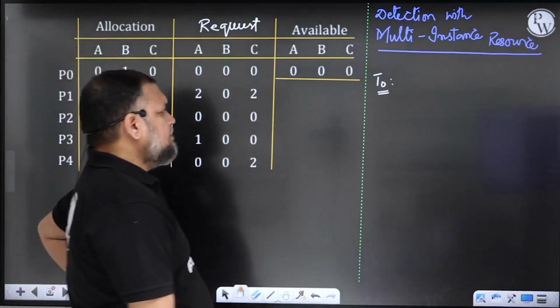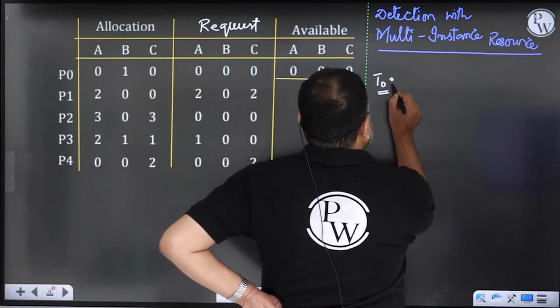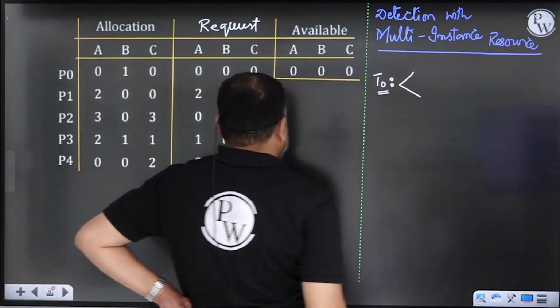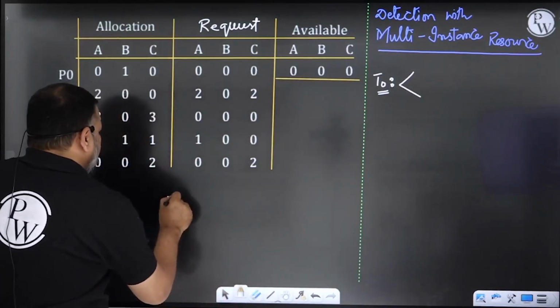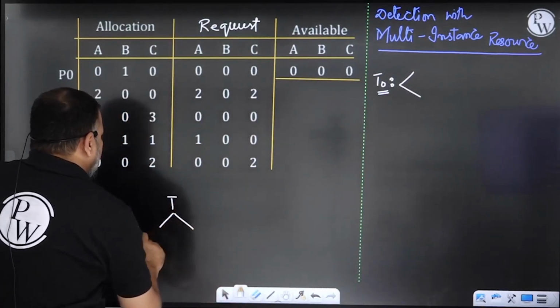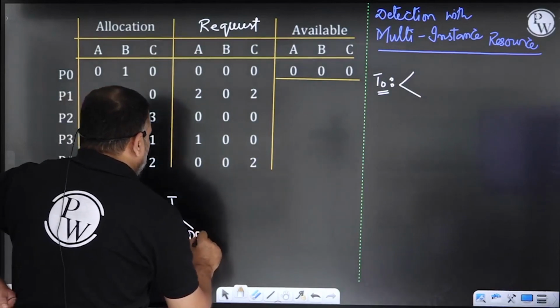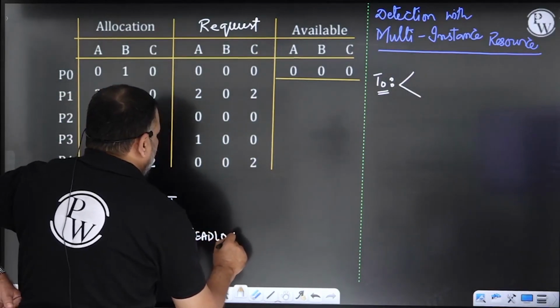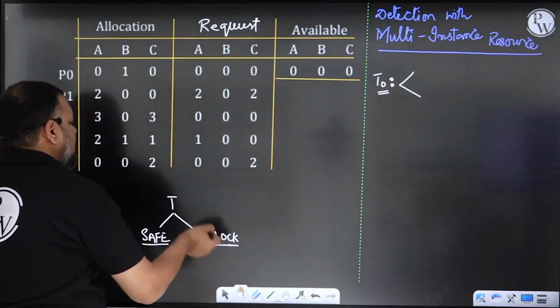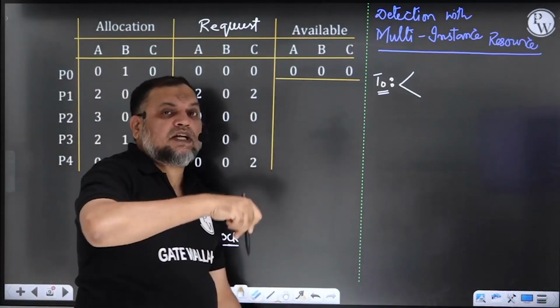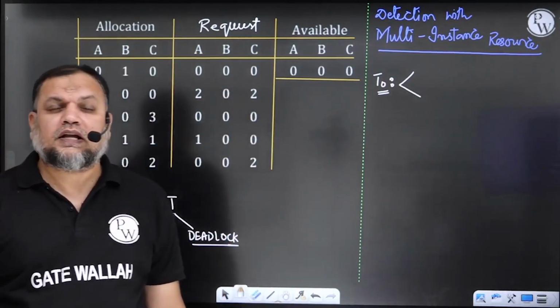The test is very simple. It works like the safety algorithm. We say only this thing: at any point of time t, the system is said to be either safe or deadlock. Like in Banker's algorithm, it is safe or unsafe, but in deadlock detection, it is safe or deadlock. That's the difference.